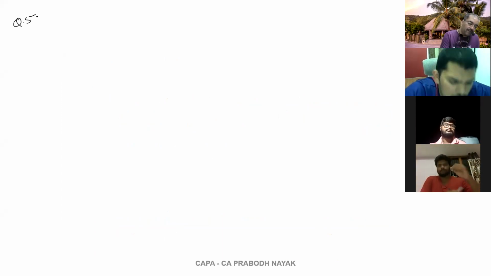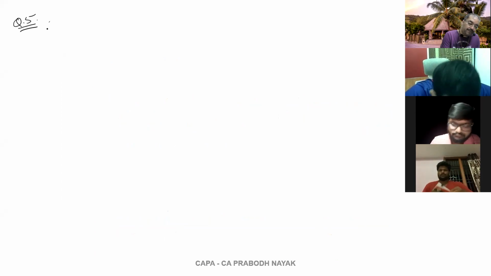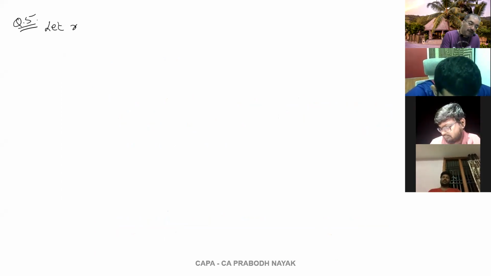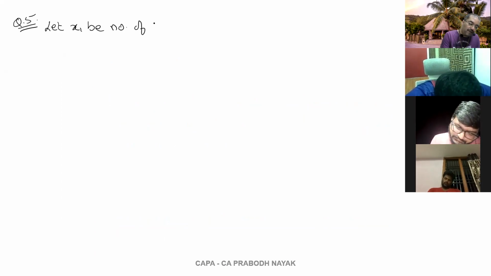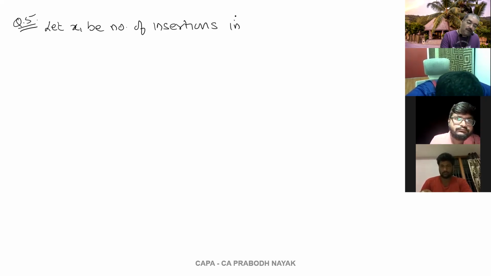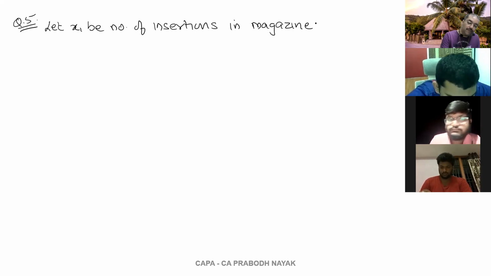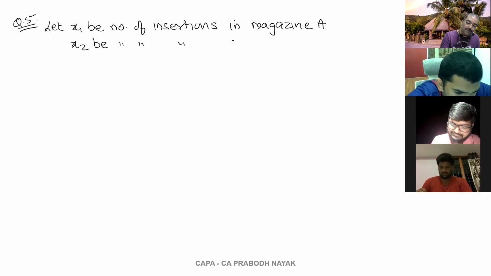Question 5. Let x1 be number of insertions in magazine A. X2 be number of insertions in magazine B.